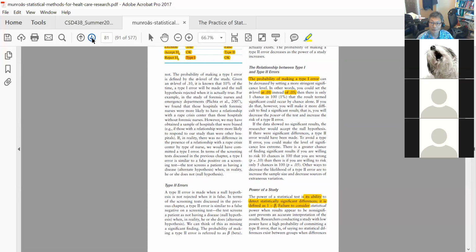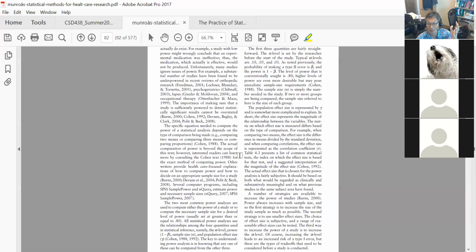And next one. Yeah, this one is all history about how we calculate the power. But don't make yourself fall into the details of this part. I just want you to get the concept of what power is, what a type 1 error is, and what a type 2 error is. Those things must be enough.